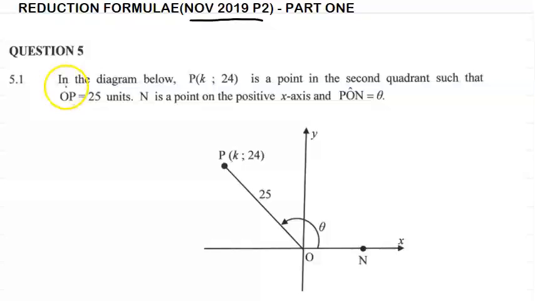In Question 5, it says, in the diagram below, P(K; 24) is a point in the second quadrant such that OP is 25 units. N is a point on the positive x-axis and PON is equal to theta.